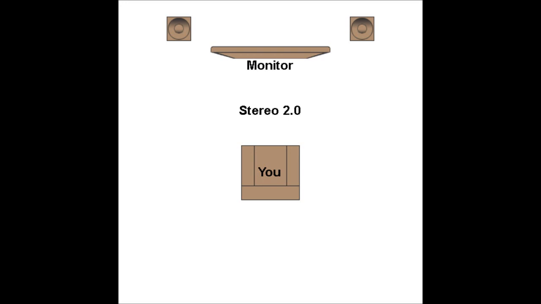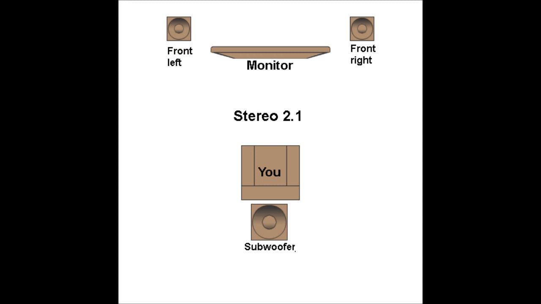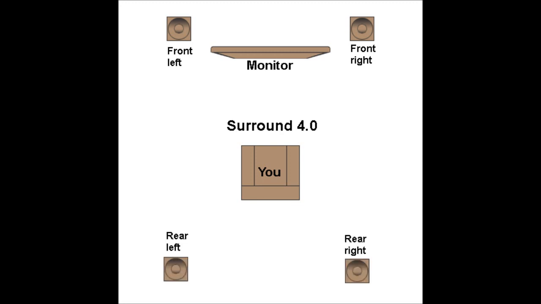The next one you have is stereo 2.1, which basically all it does is add a subwoofer, as you see here. The next one you can choose is surround 4.0. This has your two front speakers, left and right, and it also has your two rear speakers, left and right. You can also choose to use a 4.1 surround. This is the same thing as a 4.0, except it adds a subwoofer.